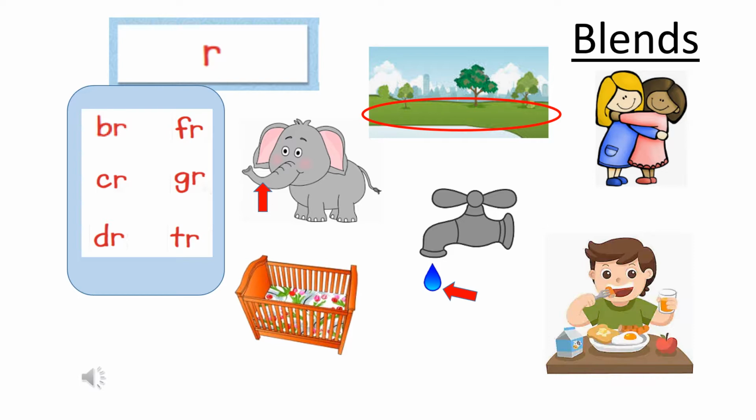And then let's go up to the grass in the park. Let's go over to the 2 girls. They are friends. Come down to the boy who is eating his breakfast. And then right in the middle, the leaky faucet has a drip. And the last picture is the baby's bed, called a crib. Were you able to match the blend to the picture? Let's see how you did.